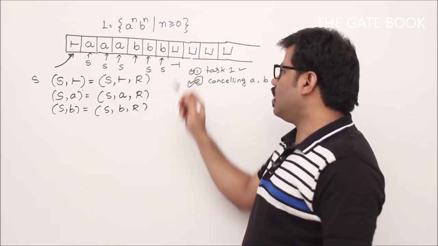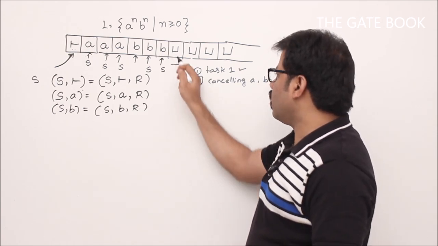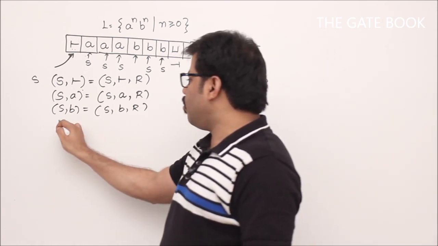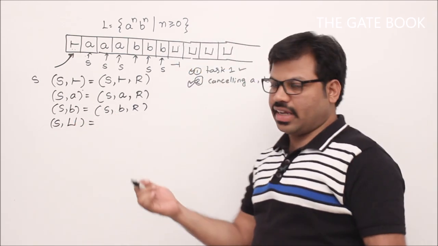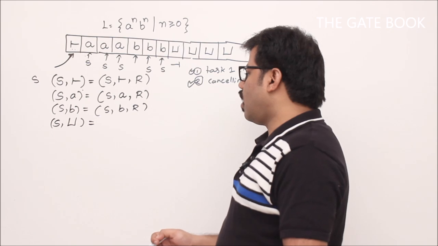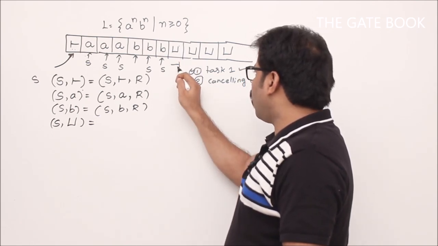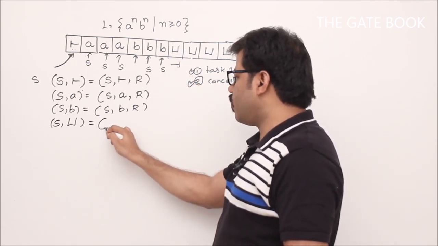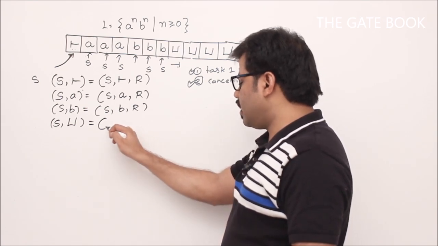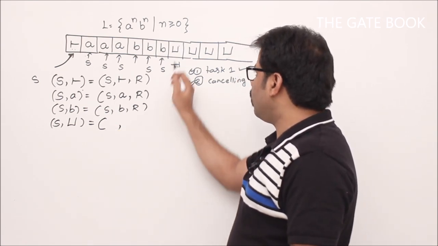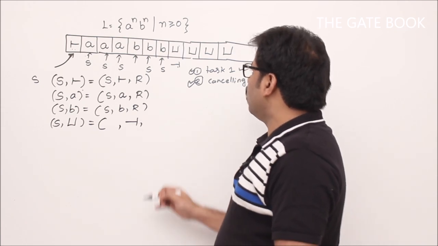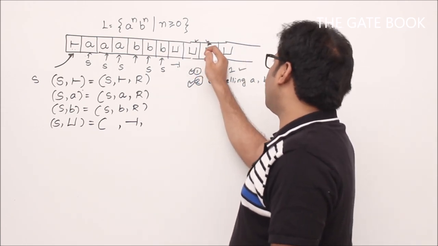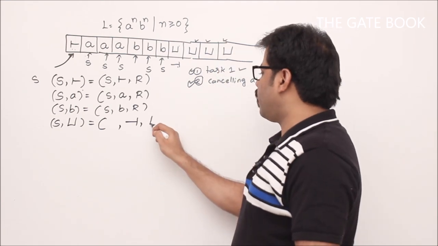Now suddenly you will see the blank symbol. Whenever you see a blank symbol, definitely the first blank is the end of the string, right? So that's why, S on blank, what do you want to do here? I want to insert the right end marker. That's why there will be a manipulation: I keep the right end marker. Should I go right? I don't have any work there, so I just turn left.